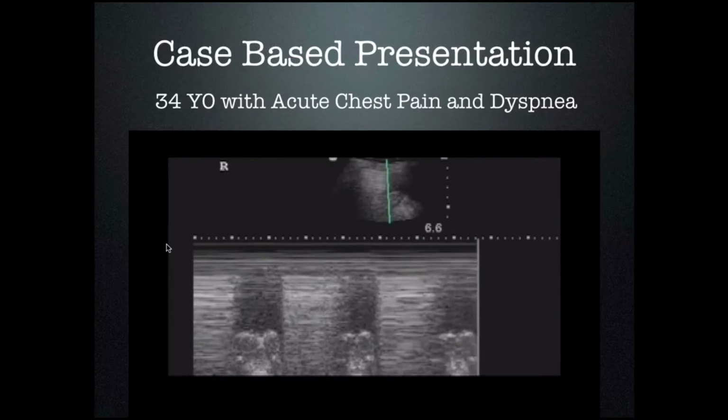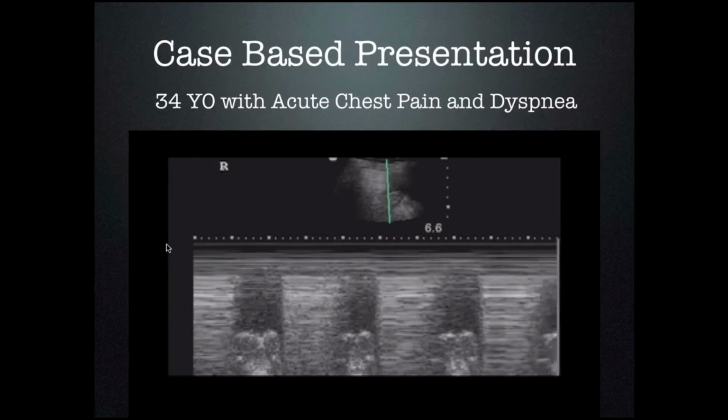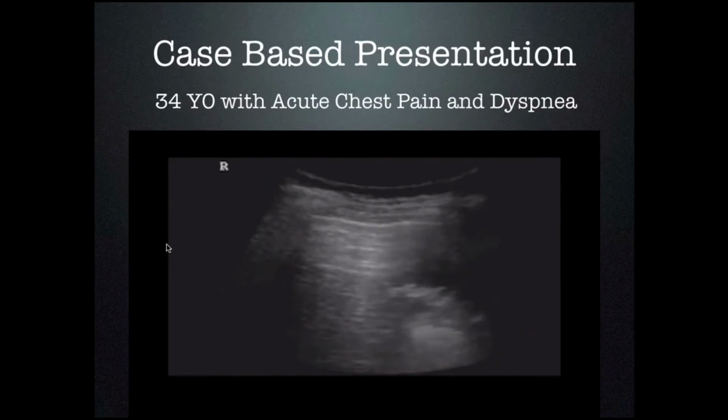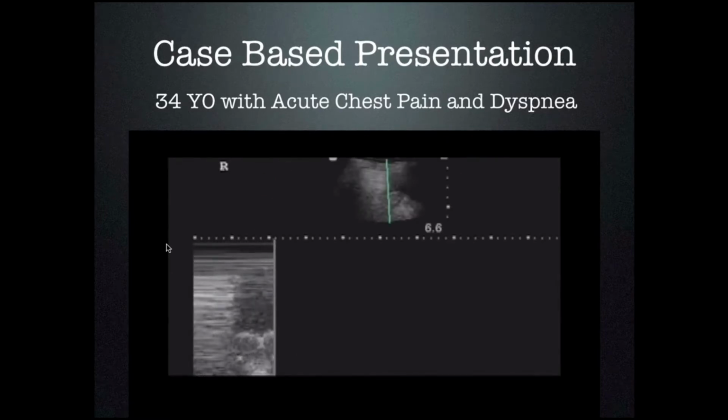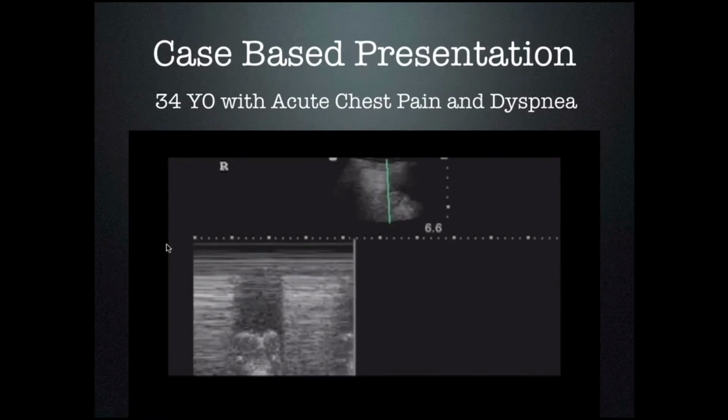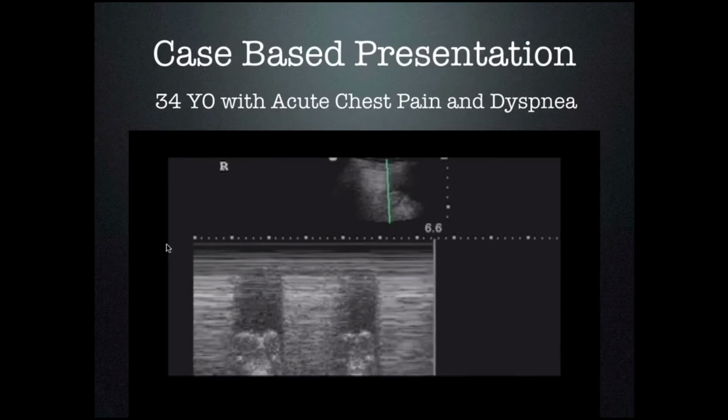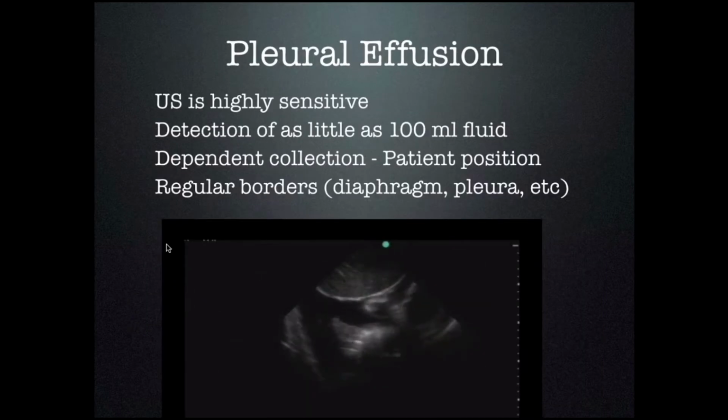We've been looking for air. Air, we can't see anything. We cannot see through an air interface. It is one of our enemies to ultrasound. One of our friends for ultrasound, though, is fluid. This is fluid. Fluid is hypoechoic, and in this case, it's in the thoracic cavity, therefore it's a pleural effusion.